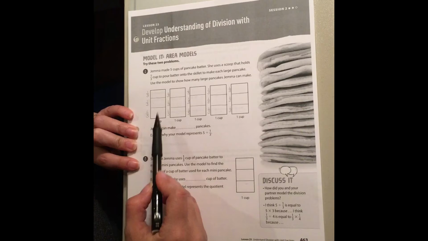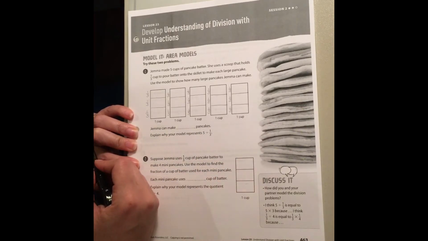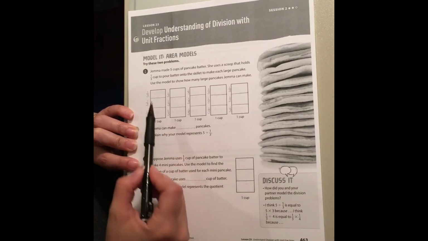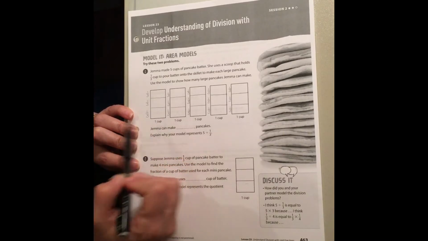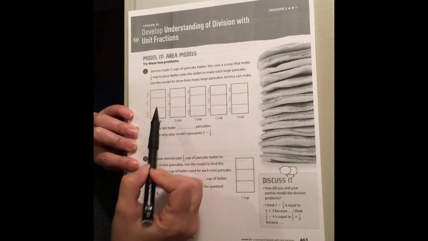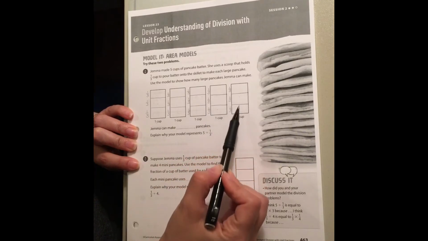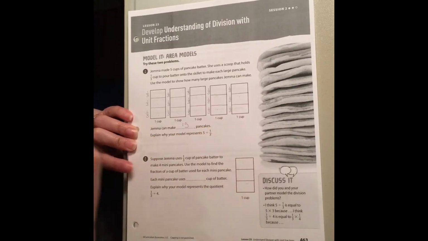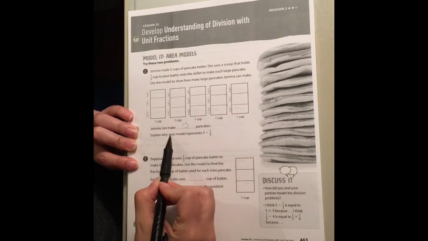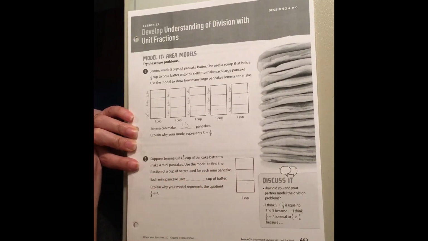So now that I've used my area model to take my 1, 2, 3, 4, 5 cups and divide them by 1/3 cup scoops, I can see how many pancakes she can make, because each one of these scoops makes 1 pancake. 1, 2, 3, 4, 5, 6, 7, 8, 9, 10, 11, 12, 13, 14, 15. Gemma can make 15 pancakes. So now we need to explain why our model represents 5 divided by 1/3.